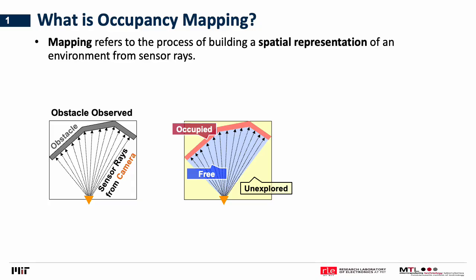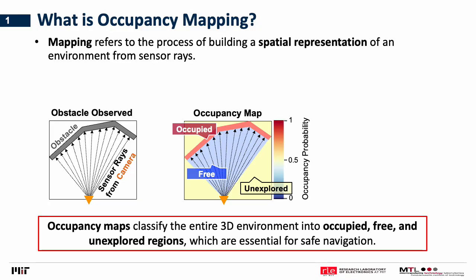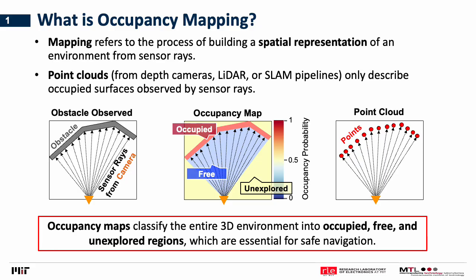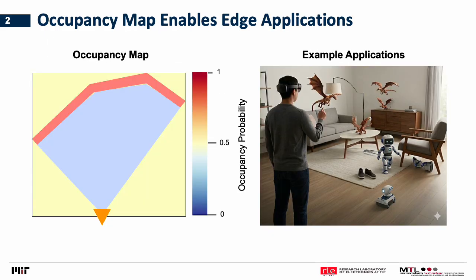The representation that captures all three spaces is called an occupancy map. The occupancy map is drastically different than the more commonly known point cloud map, which is shown on the right. So notice that the point cloud is incomplete because the points, which are the red dots, only capture part of the occupied surface. The occupancy map is versatile and enables many key applications.